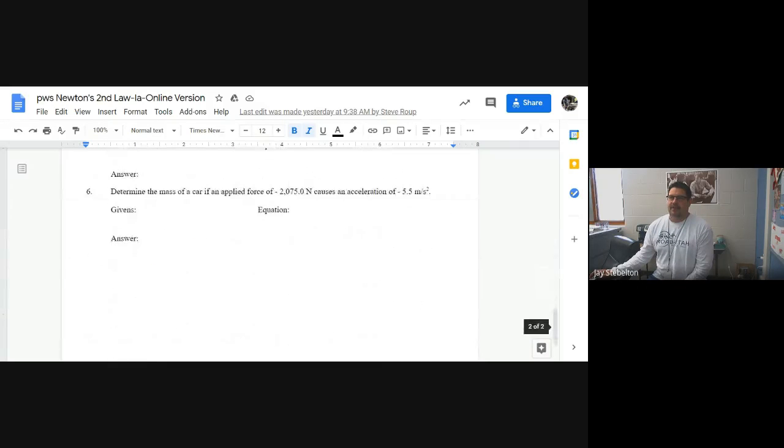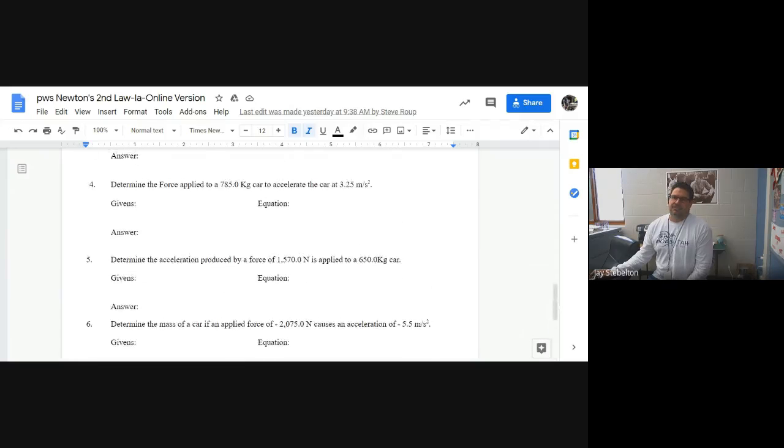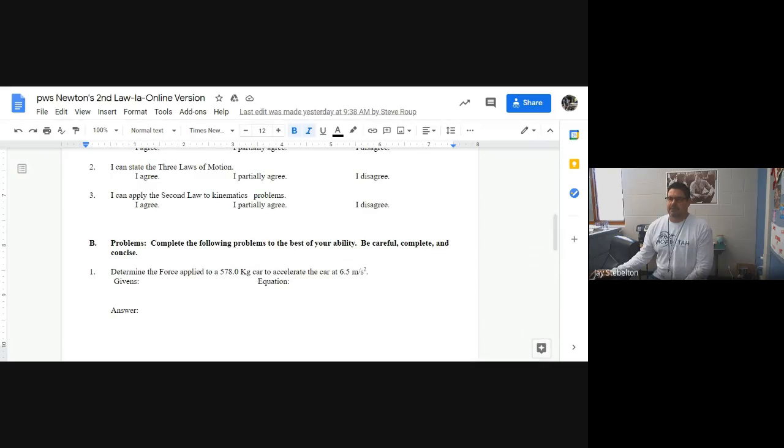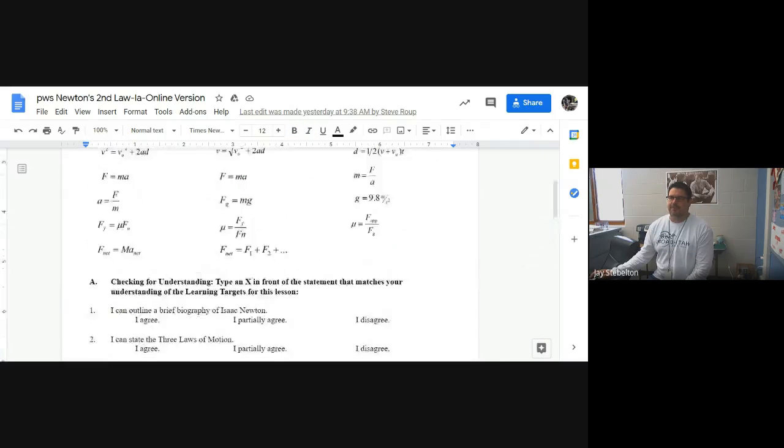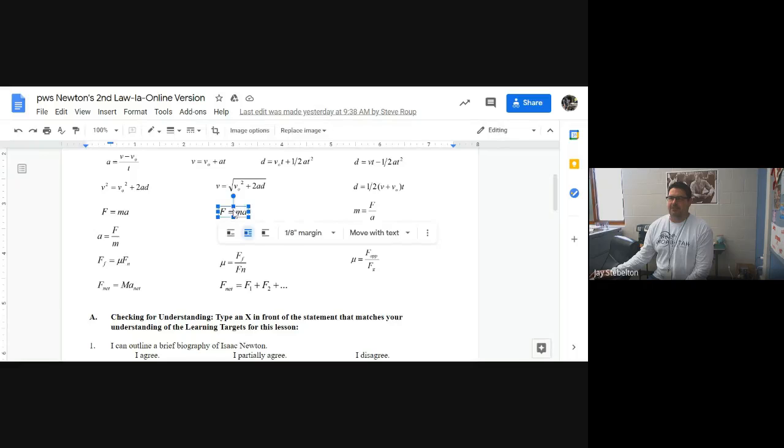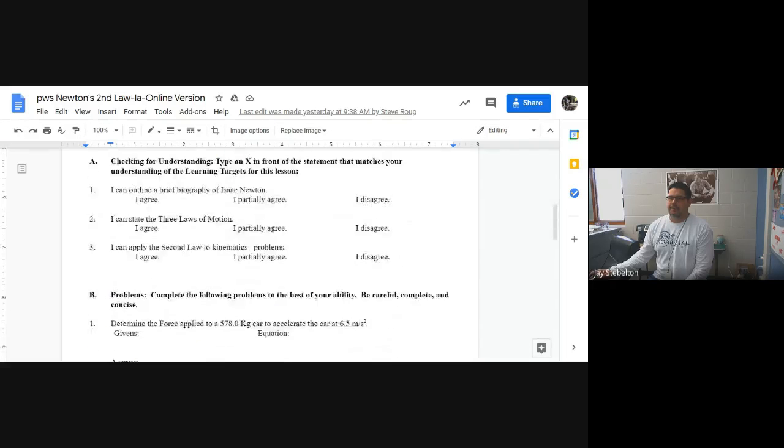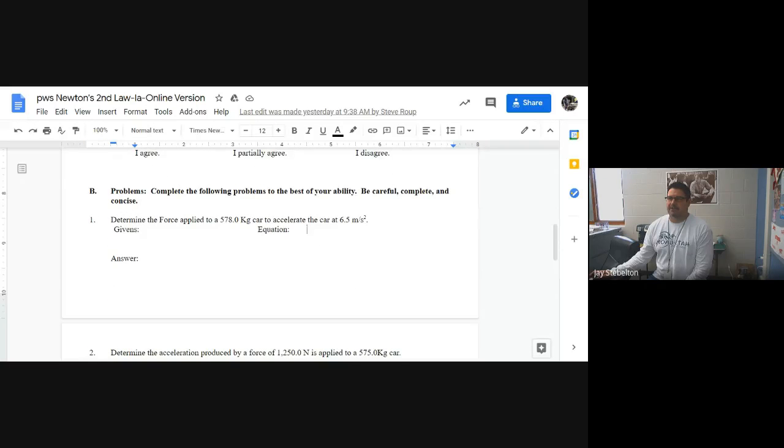Okay, so there's 6 problems to do. And remember, you can copy and paste the formula from the top. So this first one I'll show you, determine the force. So I'm going to find this for force, copy, and then the equation, paste, and there's your equation in there. The givens, you can just copy and paste right from the problem. Here's your mass, here's your acceleration, and then type the answer once you get it on your calculator.